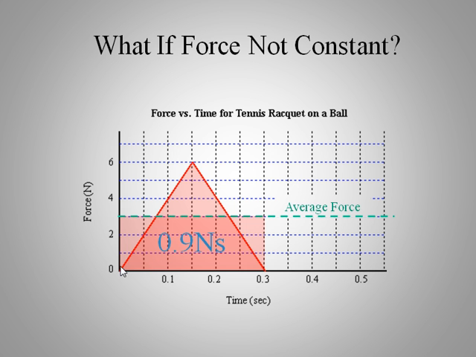So we can think of the impulse delivered by this funny triangle shape as the same as the impulse delivered if we had a constant force equal to the average force over this time. And that can help simplify problems.